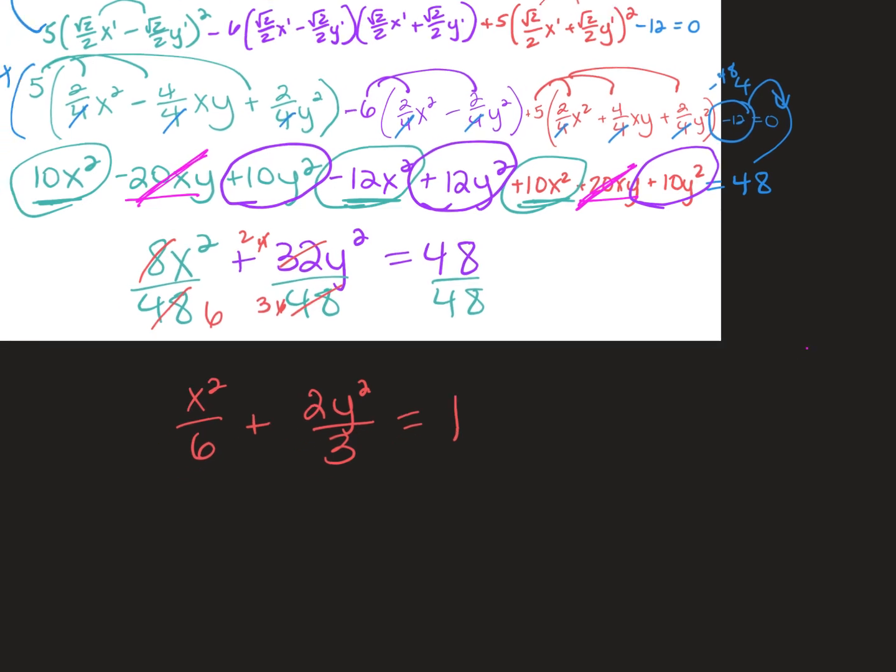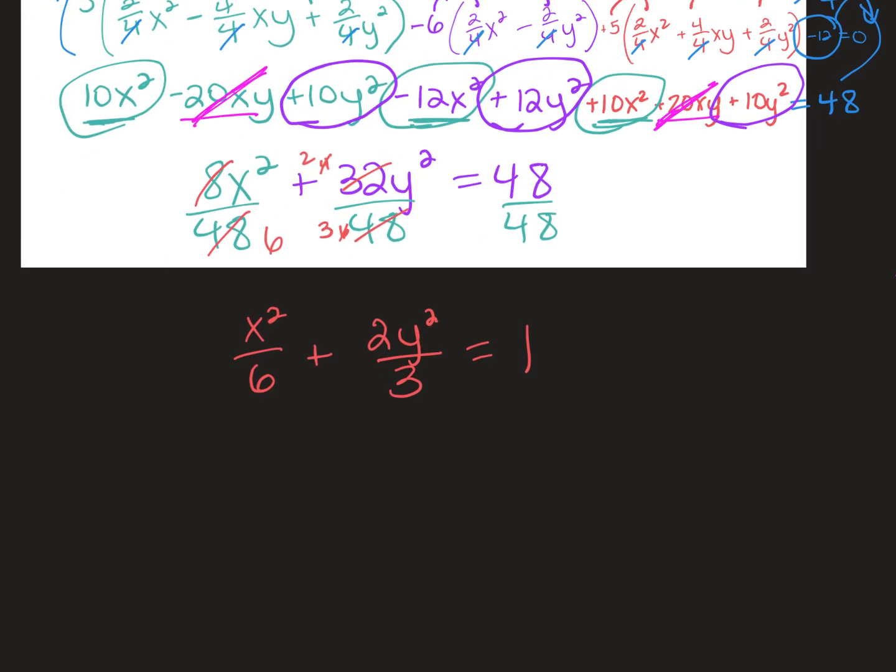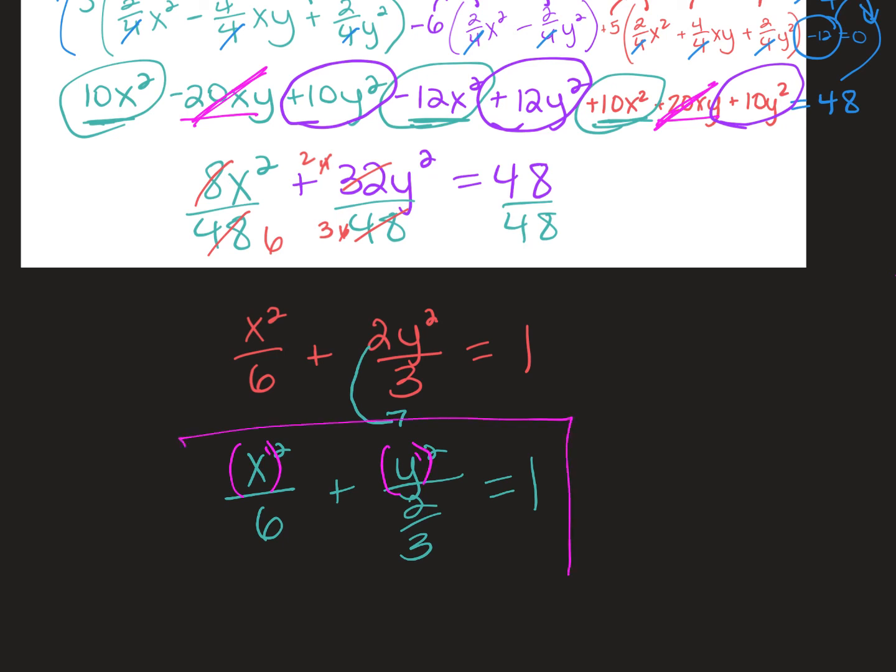So when I was talking earlier about fractions in your actual equations, you can't leave the 2 where it is. There can't be anything in front of that y squared. So that 2 becomes the denominator of the denominator. So this would be x squared over 6 plus y squared over 2/3 equals 1. And then don't forget to add the primes back in. Now that's standard form.